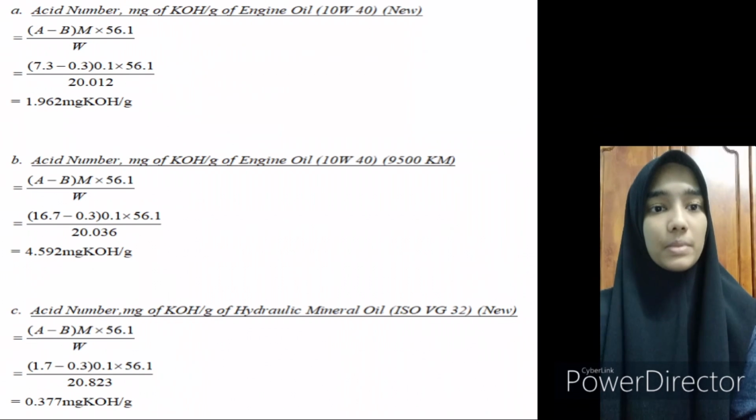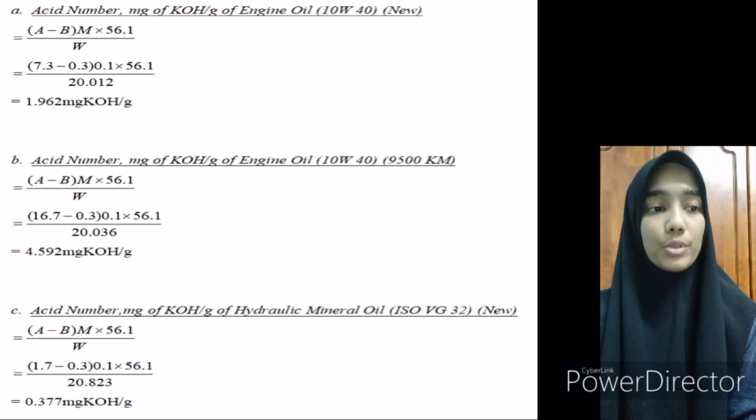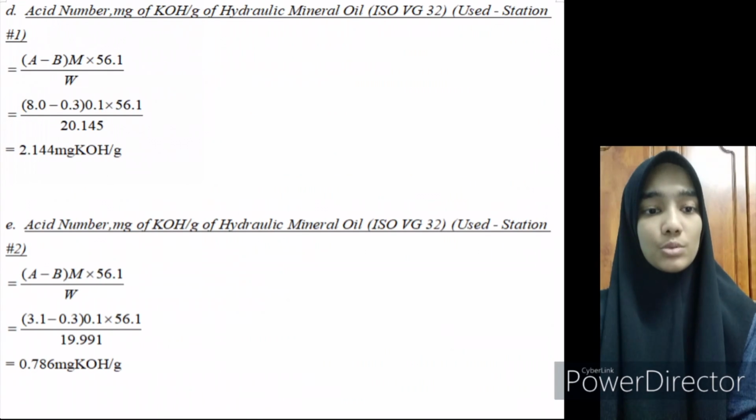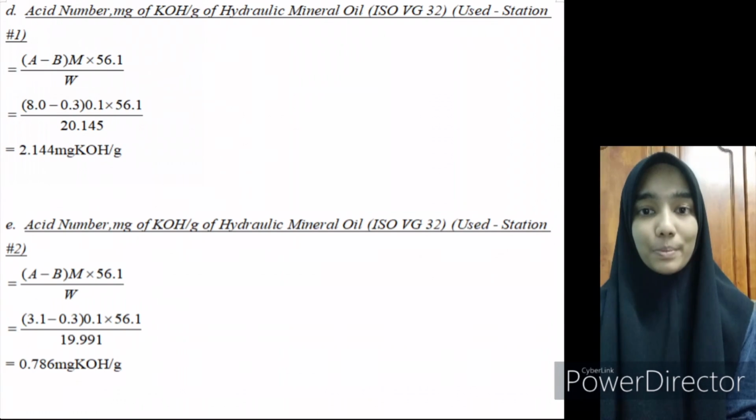For the first type is 1.962 mg of potassium hydroxide per gram sample. For the second type is 4.592 mg of potassium hydroxide per gram sample. For the third is 0.377 mg of potassium hydroxide per gram sample. For the fourth type is 2.144 mg of potassium hydroxide per gram sample. And then for the last type is 0.786 mg of potassium hydroxide per gram sample. Thank you.